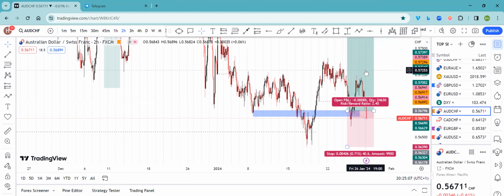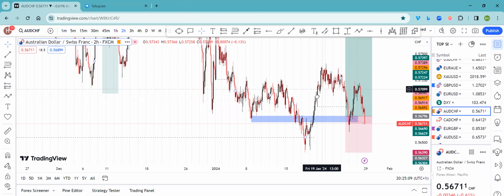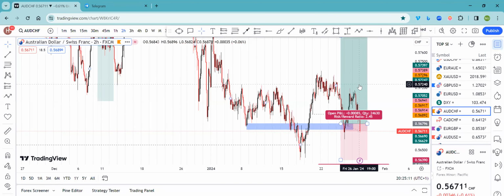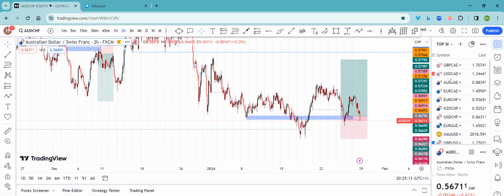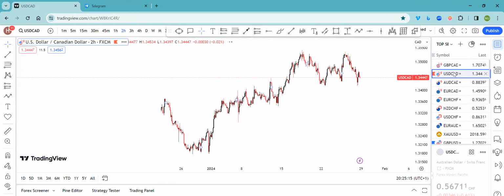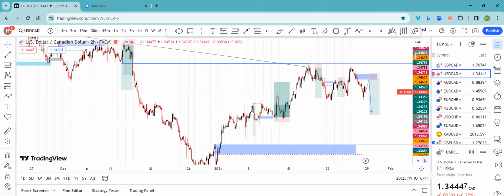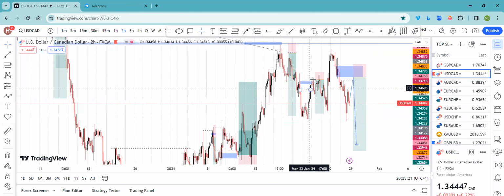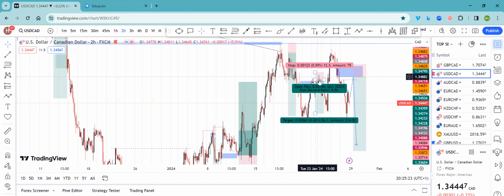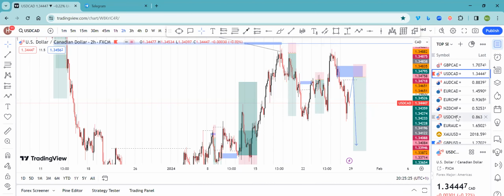Boom. And unfortunately, I was not in the trade. It plays out as well. So with other setups that we also called out: USD CAD, EUR CAD, and the rest. USD CAD, it was around this level. I told you guys we're going to be looking for a sell, and it plays out nicely.